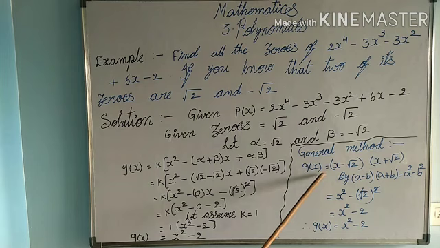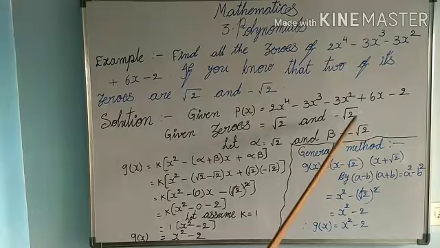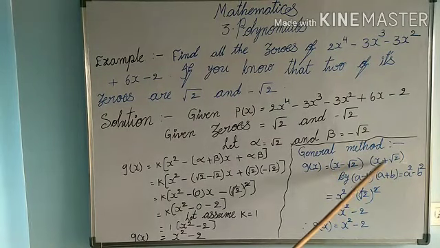General method: g(x) equals, here the zeros they give are plus root 2 and minus root 2. If they give a plus, the factor changes sign, so x minus root 2 is a factor. And if they give a minus, it is the reverse. If they give plus, you have to take minus, x minus root 2. If they give minus, you have to take plus, x plus root 2.